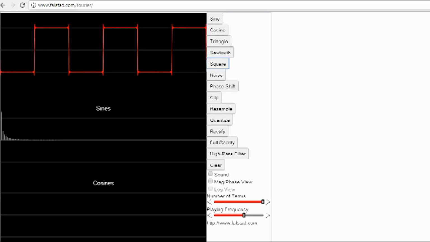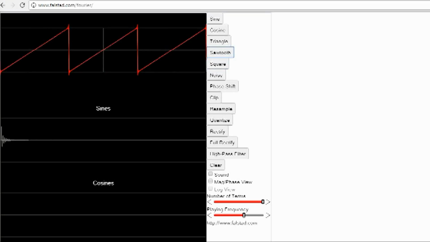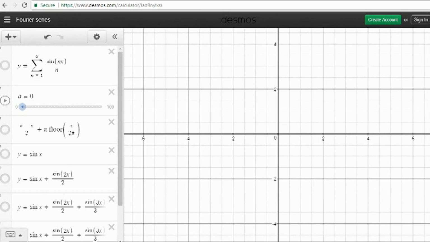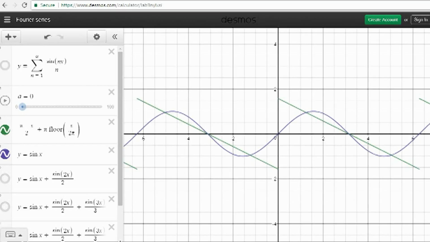Let us take another example of a sawtooth waveform. Let us look at another demo of Fourier series representation from desmos.com. My waveform of interest is shown in green, that is a sawtooth waveform. We can see that this is an odd function, therefore it would have only sine terms and no cos terms. Right? So the first sine term is shown in purple. The summation of first and second sine terms is shown here.